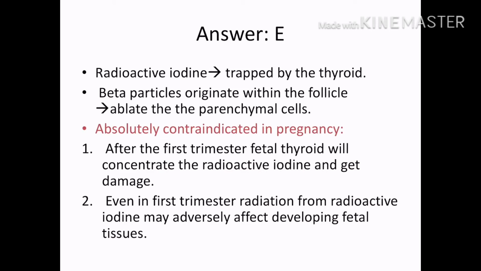Because radioactive iodine is trapped by the thyroid gland. Within the thyroid follicle, the radioactive iodine gives off beta particles that destroy the parenchymal cells of thyroid. As a result, the hyperthyroidism is cured permanently. It is contraindicated in pregnancy because after the first trimester, fetal thyroid will also concentrate radioactive iodine and get permanently damaged. Moreover, even in the first trimester, radiation from radioactive iodine may adversely affect developing fetal tissues. So, radioactive iodine is absolutely contraindicated in pregnancy and should not be used.